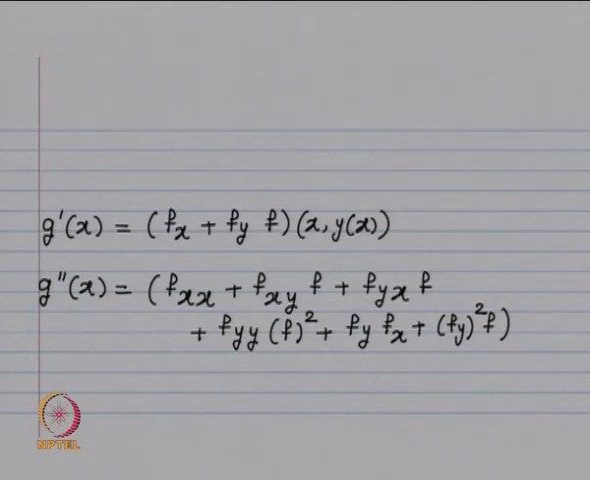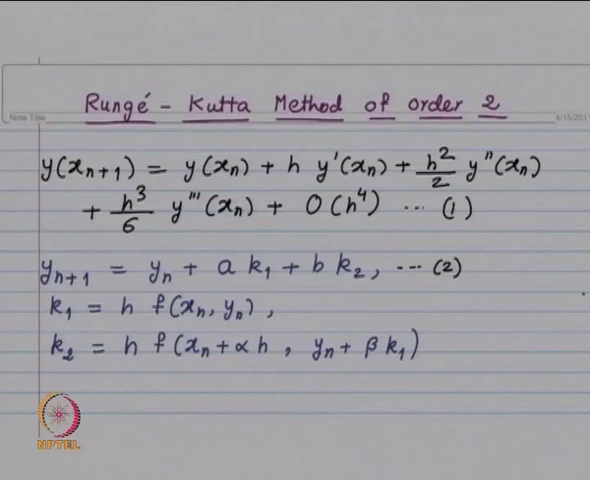So we have calculated the derivatives of the right hand side with respect to x. Now we are going to look at the Taylor series expansion for the unknown function y. So the value of y at x n plus 1 will be equal to y of x n plus h times y dash x n plus h square by 2 y double dash x n plus h cube by 6 y triple dash x n plus terms of the order of h raised to 4. So this is the Taylor series expansion.